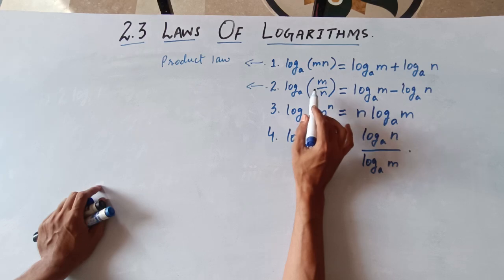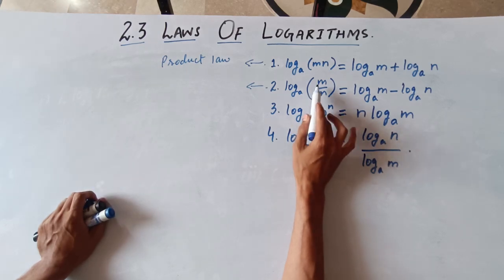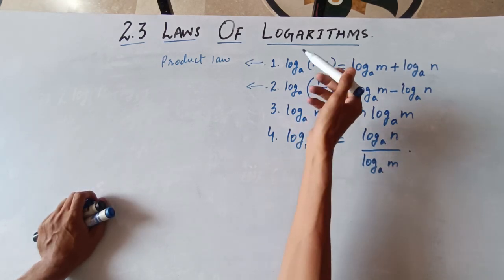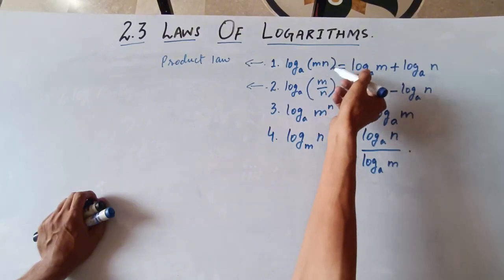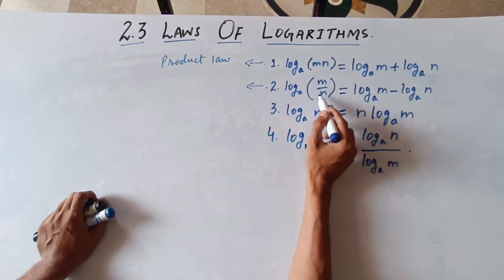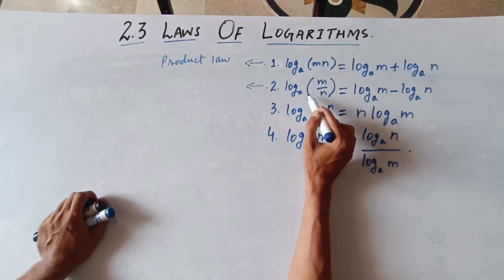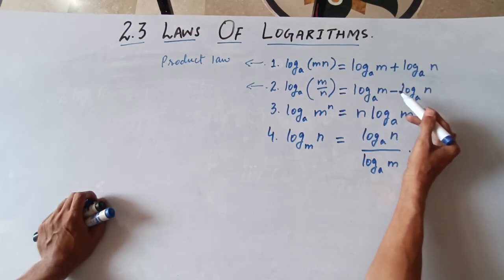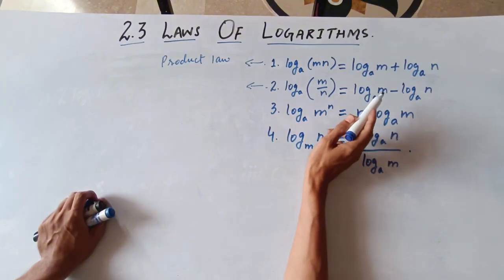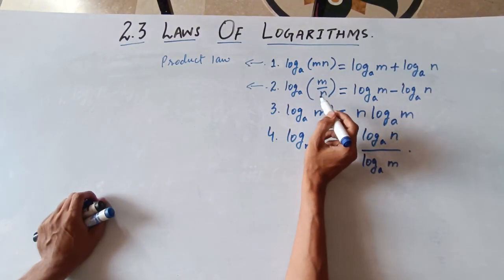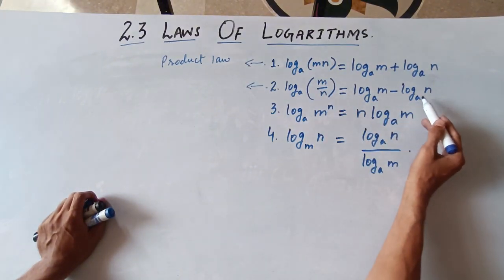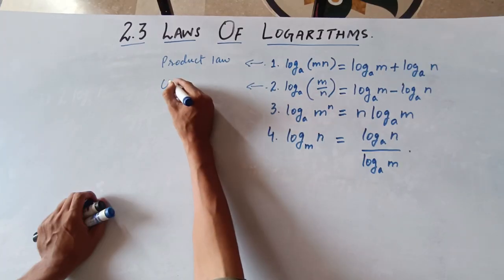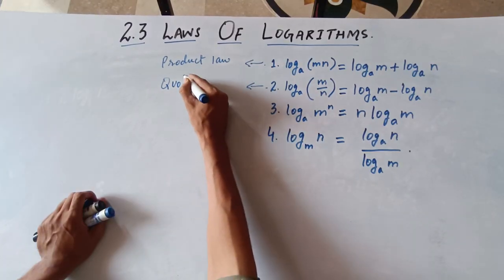Similarly, over here it is written m upon n, so they are dividing with each other. The case is almost the same, but over here it was multiplying, now it is dividing. So when they are dividing with each other and you want to open it, you will write minus in between. But remember one thing: the numerator will always come before the minus sign and the denominator will always come after the minus sign. This particular law is called the quotient law.